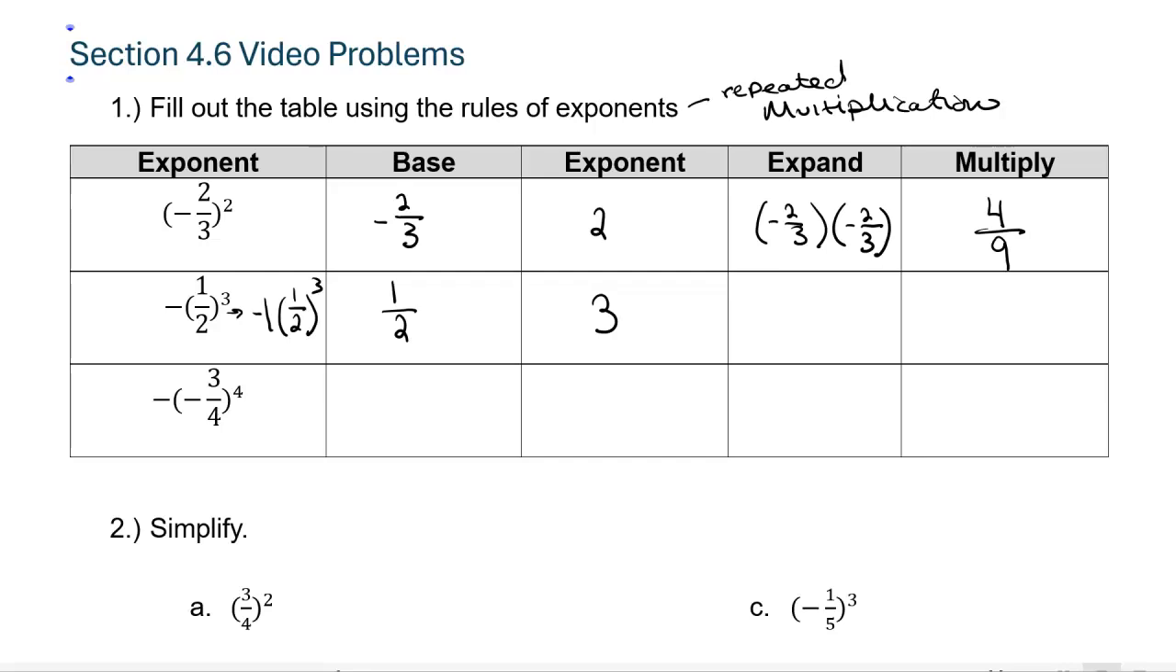So that means when I expand, I need to show the -1 times, and now I have 3 of these, that I'm multiplying because of that exponent of 3.